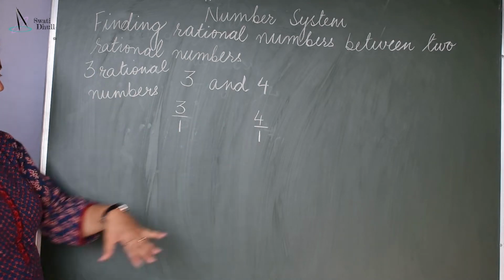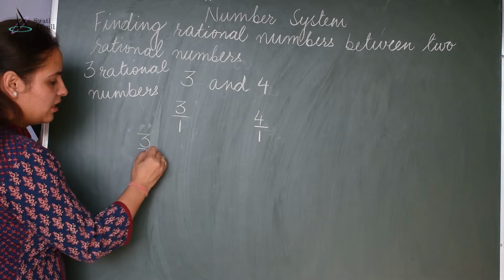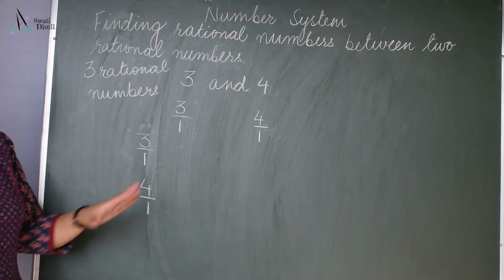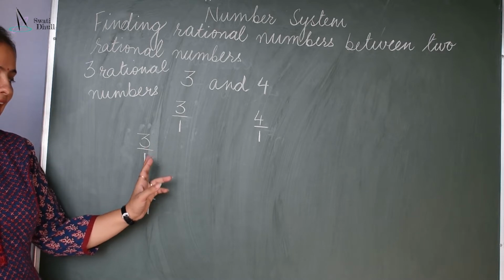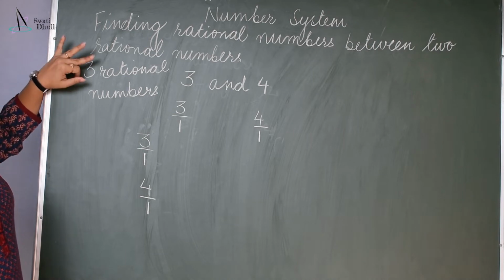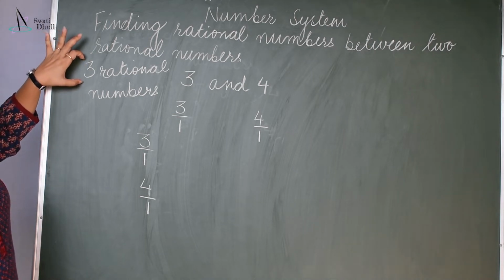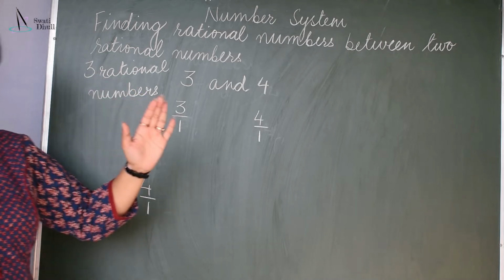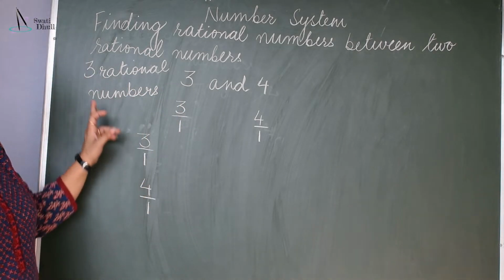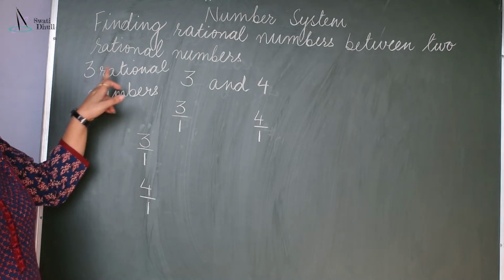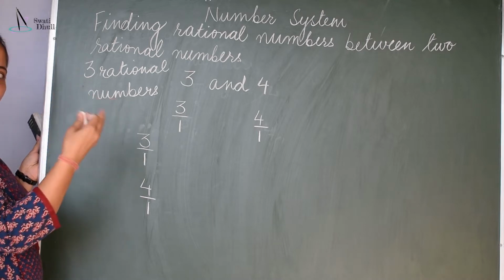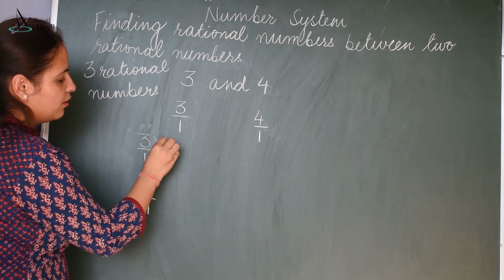So the next step is you need to find three rational numbers between both of them. You have to write 3 by 1 and 4 by 1, and multiply numerator and denominator by a number greater than 3. The numbers greater than 3 are 4, 5, 6, 7 and so on. So first I will take the number 4.